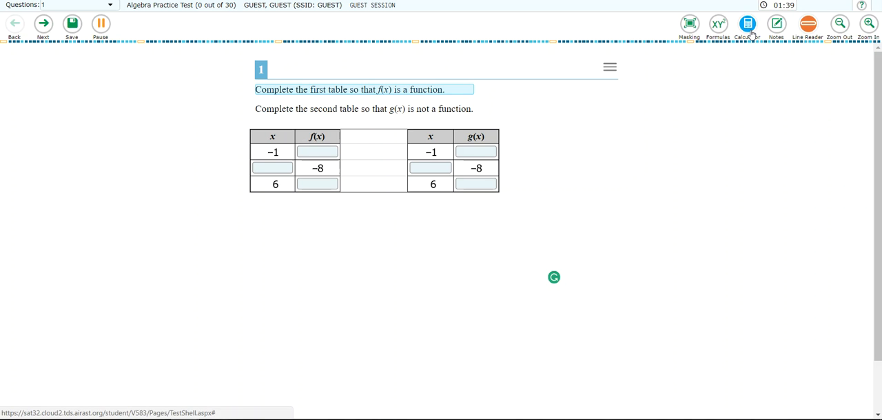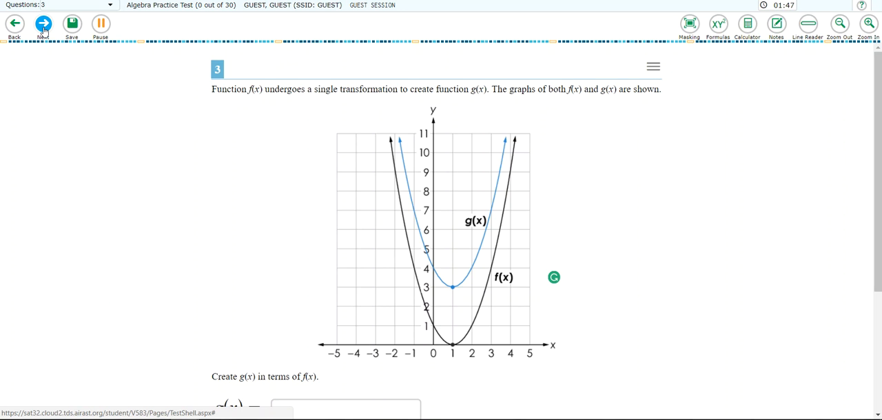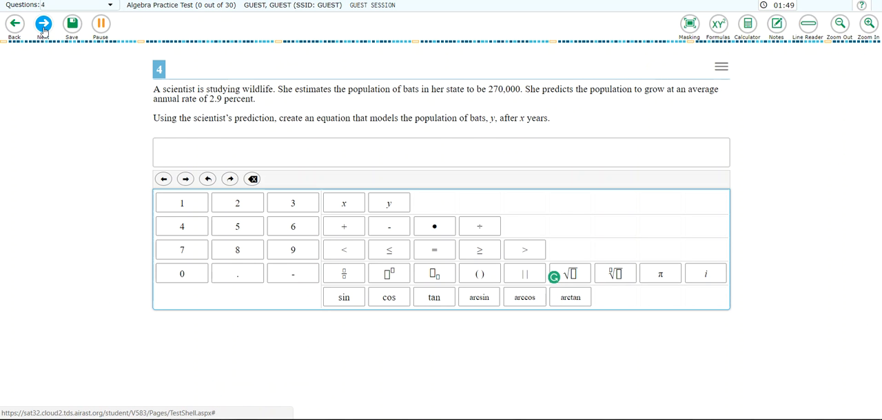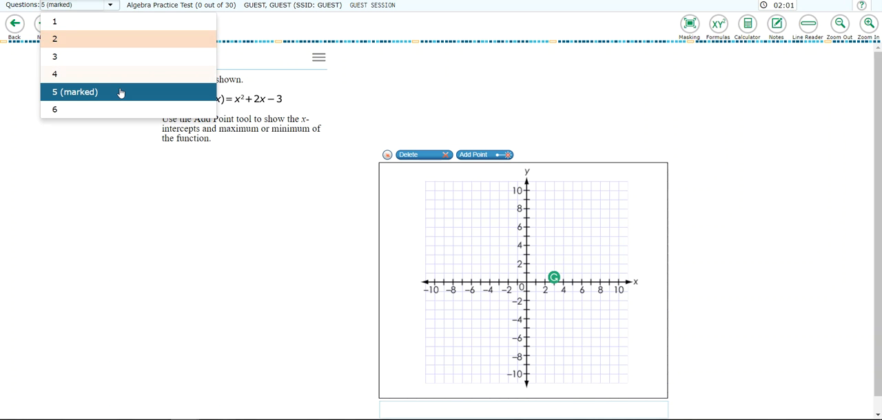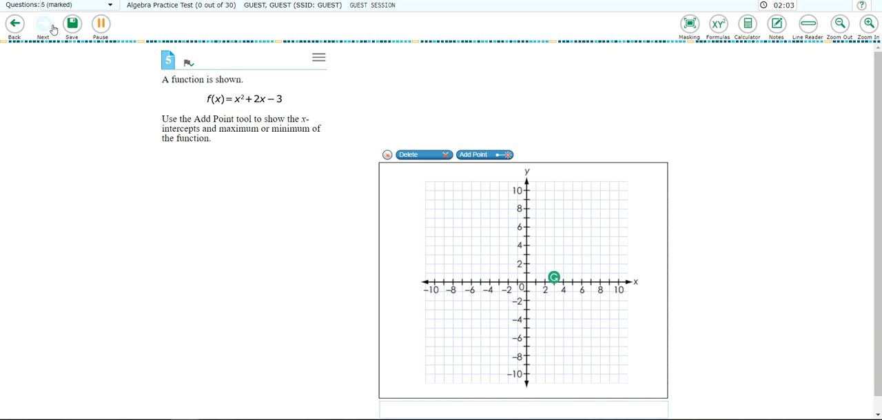The calculator is pretty important. I'm going to come to it in a minute. You have a pause, a save, and next. If I'm going through here, and I'm just scrolling through some of the questions, like this one right here, number 5, looks like one that we can use the graphing calculator on. I'm going to mark it for review, and you notice that when I use the drop down, number 5 is marked.